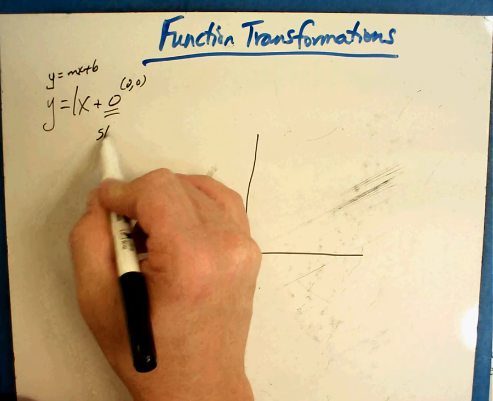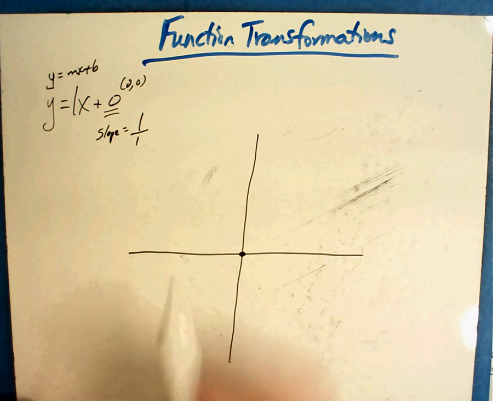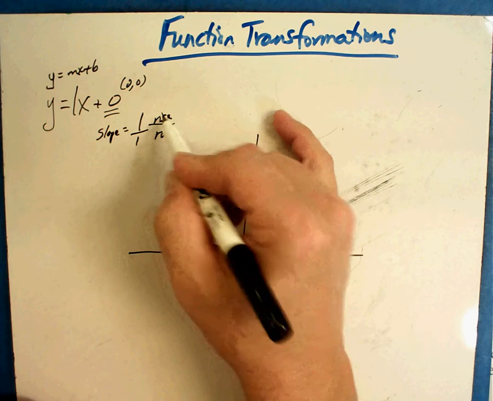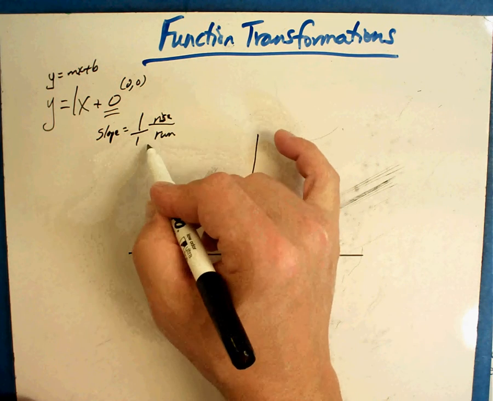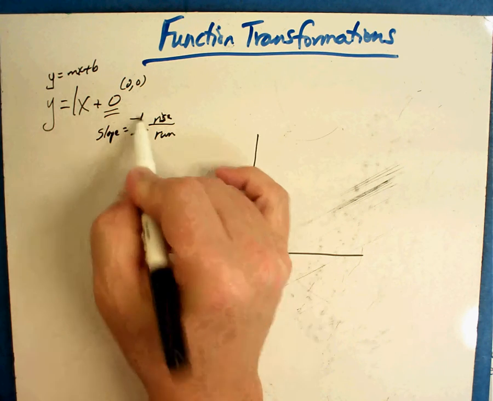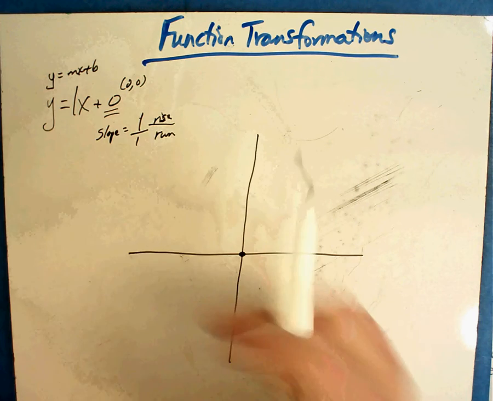Now remember from past videos that slope is rise over run. How much do I go up? Positive 1. How much do I go to the right? Positive 1. If it had been a negative 1, then I would go down 1 and right 1. But it's a positive, and so here's what happens.